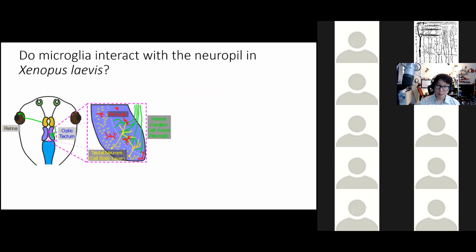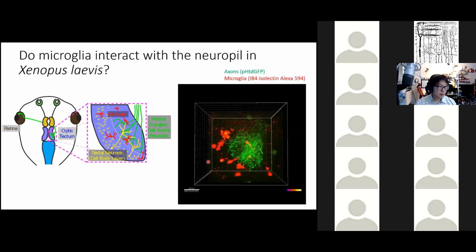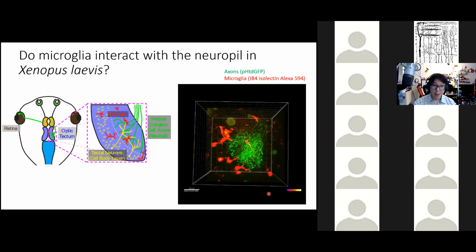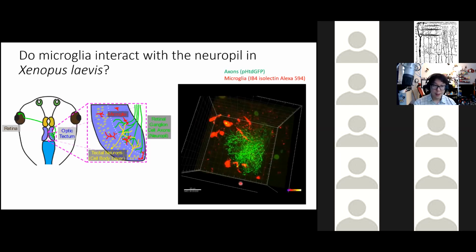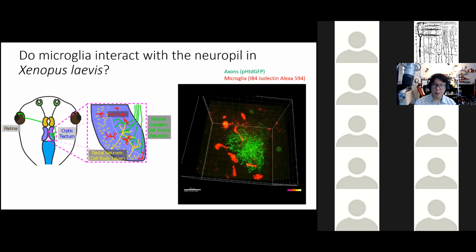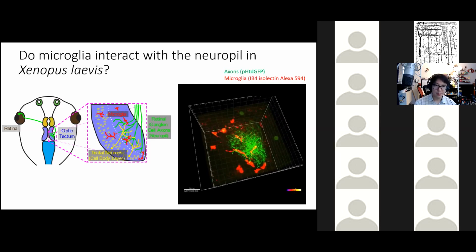In zebrafish, it's known that microglia do not associate with the neuropil, whereas in mammals, microglia are often associated with neuropil regions. We wanted to investigate whether or not microglia associate with neuropil in Xenopus. So to do this, we labeled the neuropil region by bulk electroporation of retinal ganglion cells to label as many retinal ganglion cell axons as possible with a GFP. And we also labeled microglia, and then we did some time-lapse imaging, and we found that, yes, the microglial cells do appear to interact with the neuropil in Xenopus laevis.